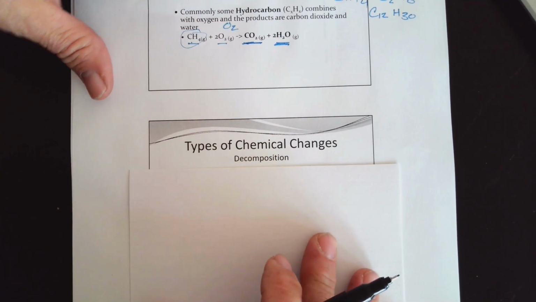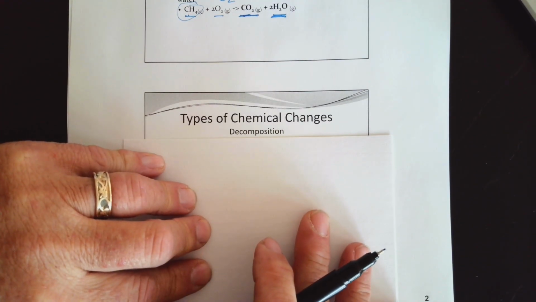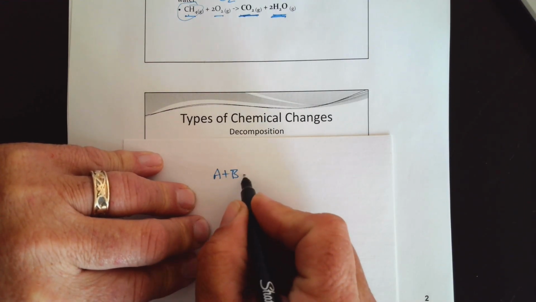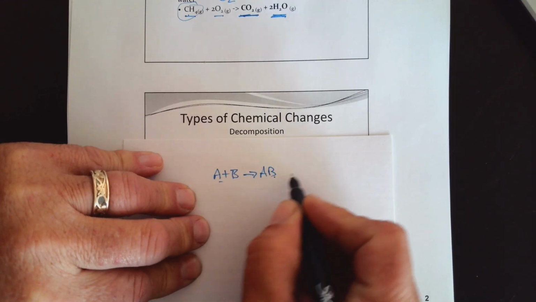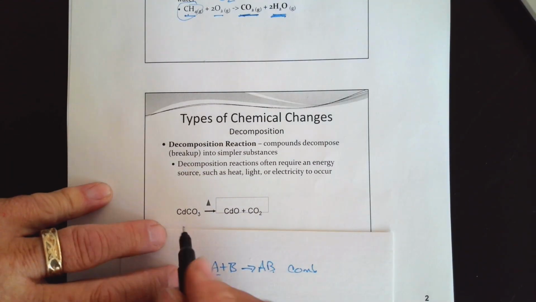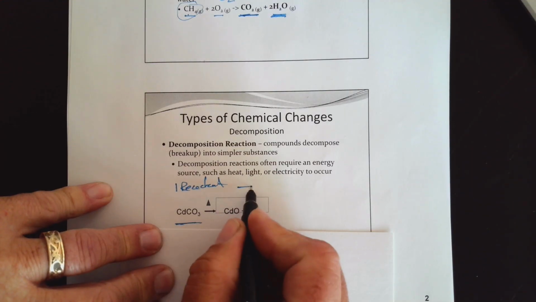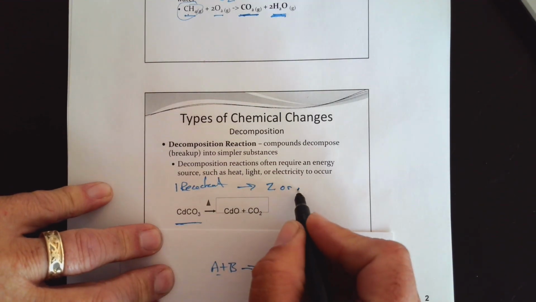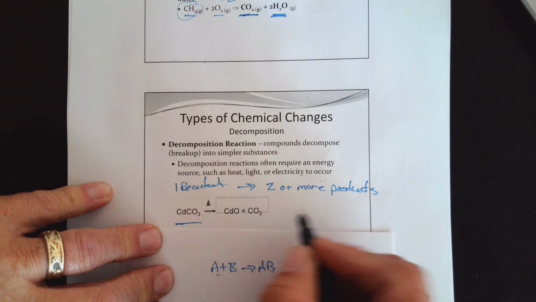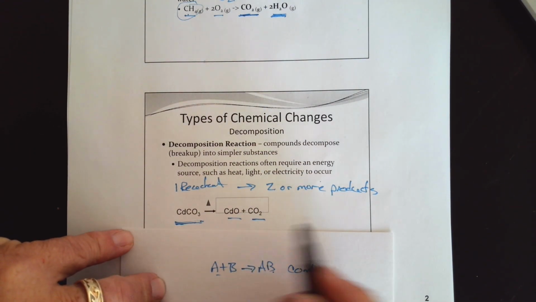The next one is decomposition, and what happens is exactly what the name implies. It's the opposite of the synthesis. Remember, synthesis was when we made something. We had 2 things and made one. That was our combination. Decomposition is the complete opposite. We're going to start with 1 reactant, and we're going to have 2 or more products. So we're breaking it down. We're breaking something apart. I have 1 thing, and it's going to break apart, and I have 2 things.